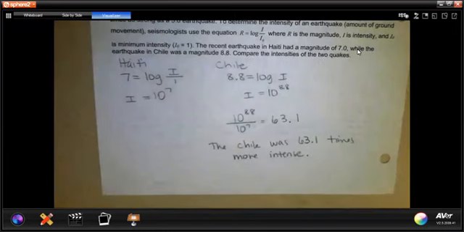So there's some applications with logs. We'll continue to look at more applications as we move forward. Hopefully you've got a good understanding on how to solve those, and hopefully you're getting really good at changing between exponentials and logs, because that's a great part of the solving.